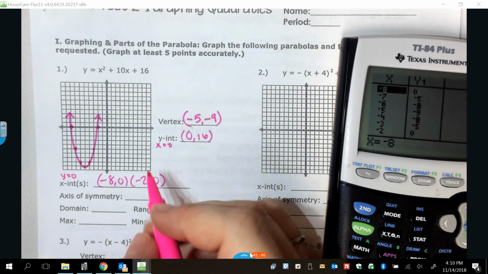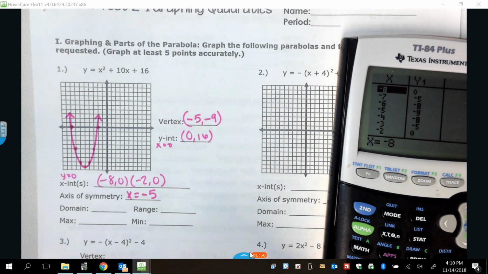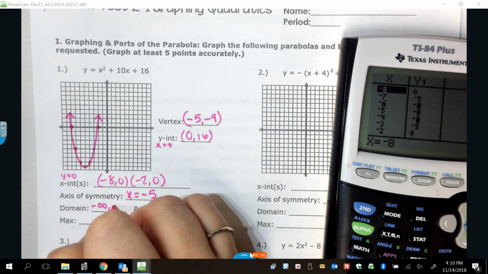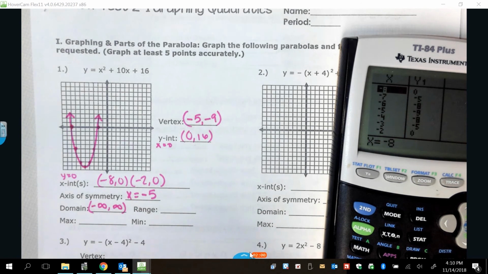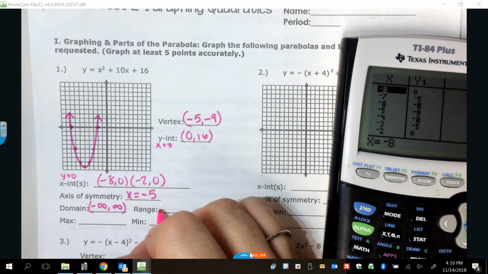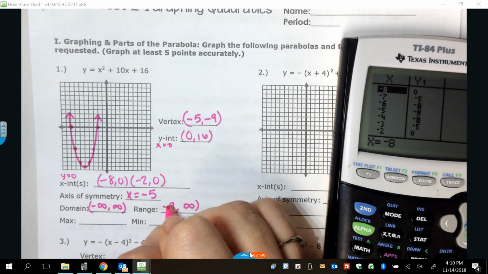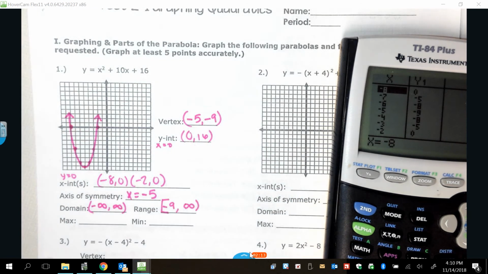Axis of symmetry is always x equals the x of your vertex. So the x of my vertex is -5. Domain, when there's no situation for parabolas, is always -infinity to infinity with parentheses because it never actually touches infinity. Your range is your height. The lowest this goes is -9, and it goes up forever, so all the way to infinity. And it has a bracket at -9 because it actually has a point at -9.